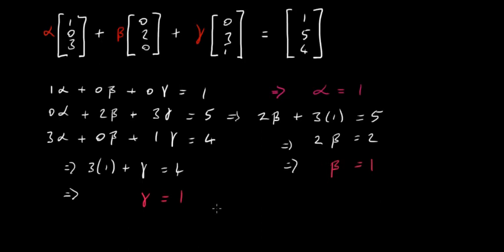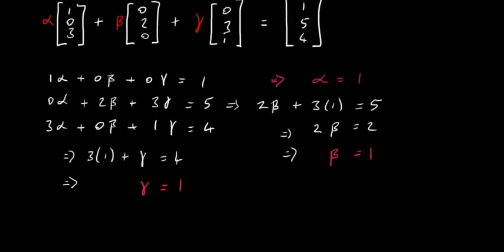So in other words, our final answer would just be 1 times V1, so V1, plus 1 times V2, which is V2, plus 1 times V3, which is V3, and that will give me my final V, which was 1, 5, 4. So my alpha, beta, and gamma here were just 1.